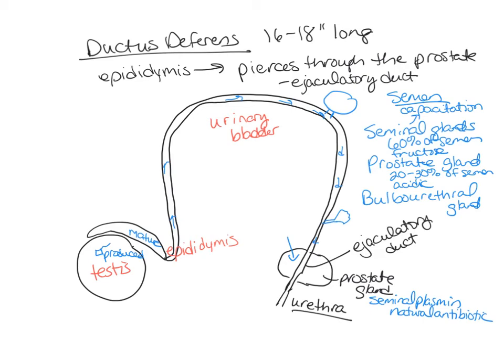Then there's also the bulbourethral gland. This is a gland that's a little more round-shaped. It's located at the base of the penis. It secretes a thick alkaline mucus. The mucus helps to neutralize the acids from the urine. The mucus also helps to lubricate the glans penis, which is the tip of the penis, for easier penetration into the female's vaginal canal.